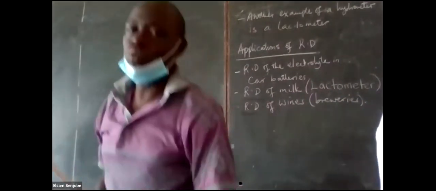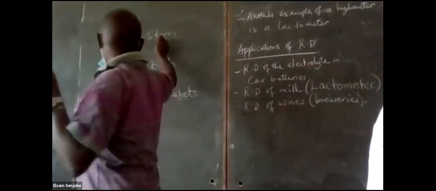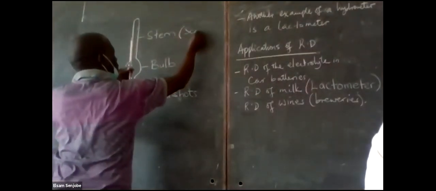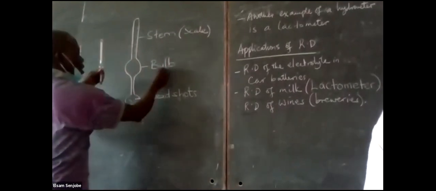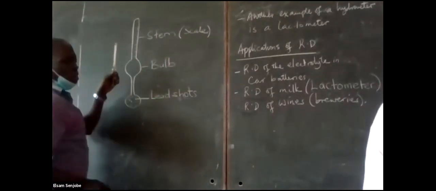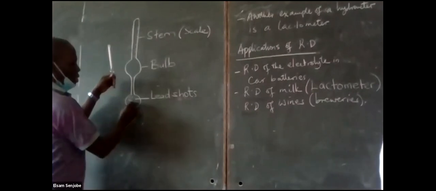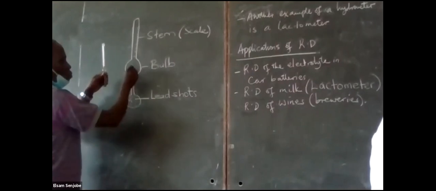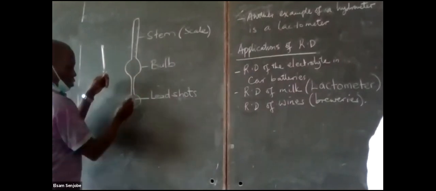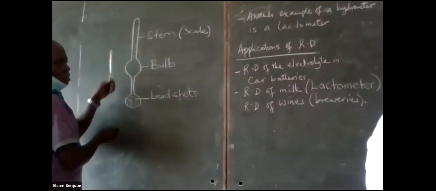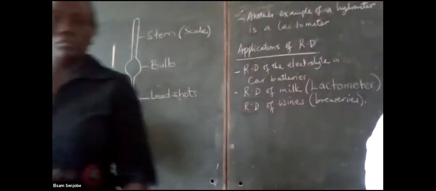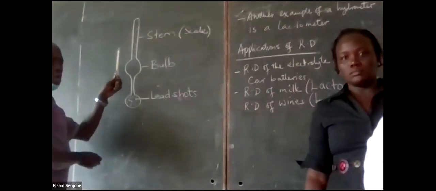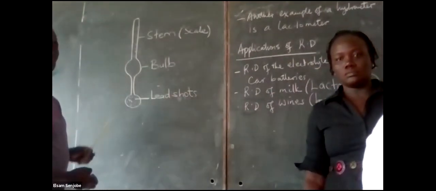Okay. So the stem, what is on our stem? On our stem, we discover that there is a scale. The wide bulb usually has a lot of gas to give it stability, and then the lead shots increase the weight. These two factors, the wide bulb and the weighted lead, increase the stability of the hydrometer so that it settles vertically in a liquid. That is our hydrometer. I'm also going to share the screen.